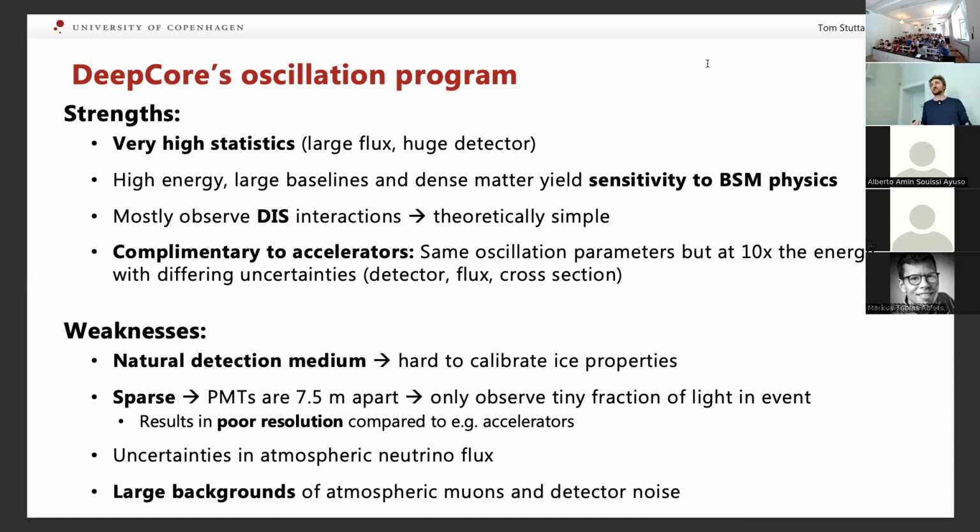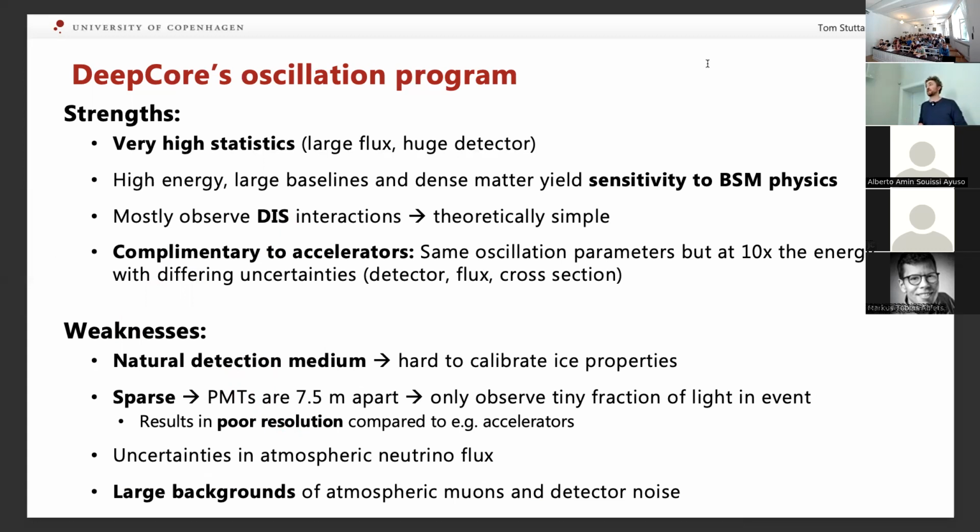So it's not as easy for us to understand our detector as a purpose-built accelerator detector, for example. It's also very sparse. The PMTs in DeepCore are about 7.5 meters apart, whereas if you think about a liquid argon TPC in DUNE or something, it's got micron resolution. We've got nothing like that in IceCube at all. So resolution-wise, we cannot compete with a custom-built detector for an accelerator. Our power is the statistics and the high energy, basically.